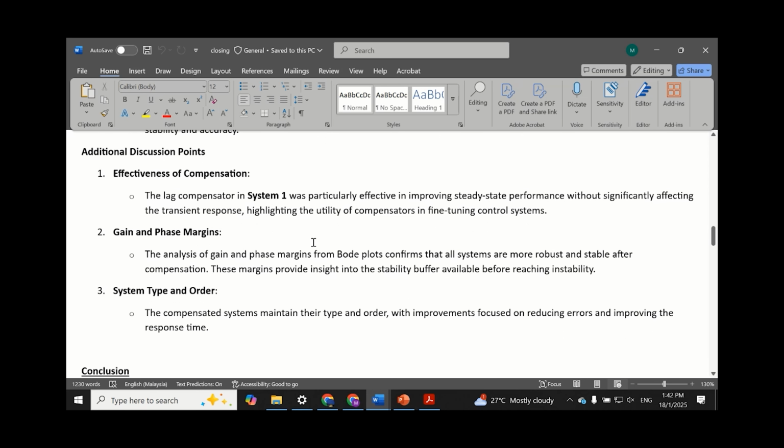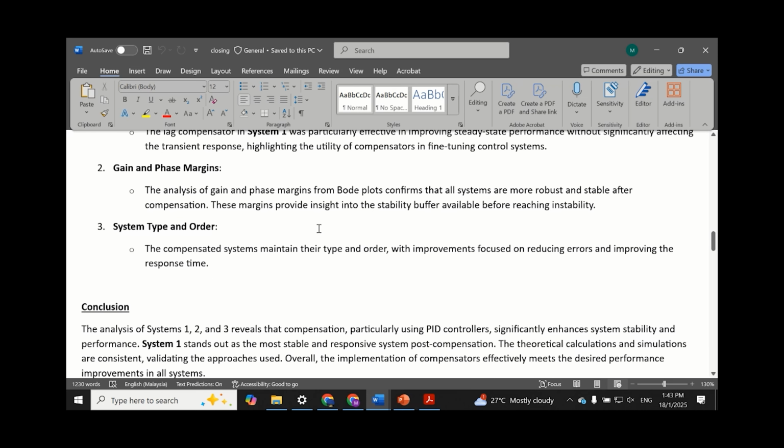The lag compensator in System 1 was particularly effective in improving steady state performance without significantly affecting the transient response, highlighting the utility of the compensator in fine-tuning a control system. Analysis of gain and phase margin from both plots confirms that our systems are more robust and stable after compensation. This margin provides insight into the stability buffer available before reaching instability.